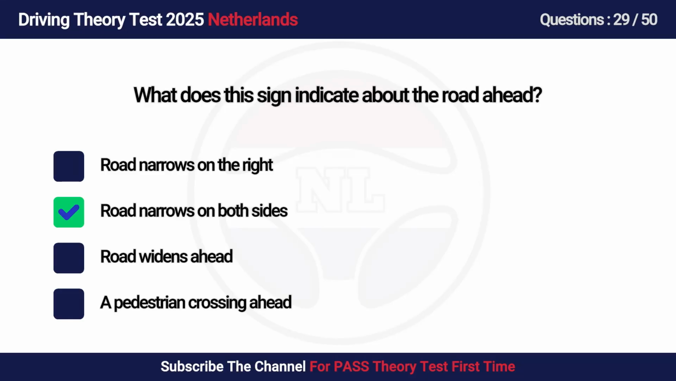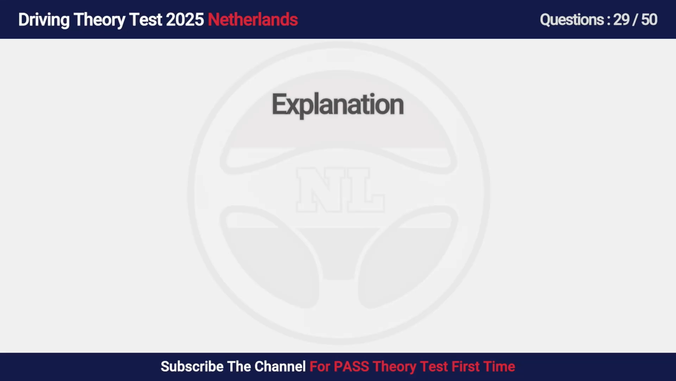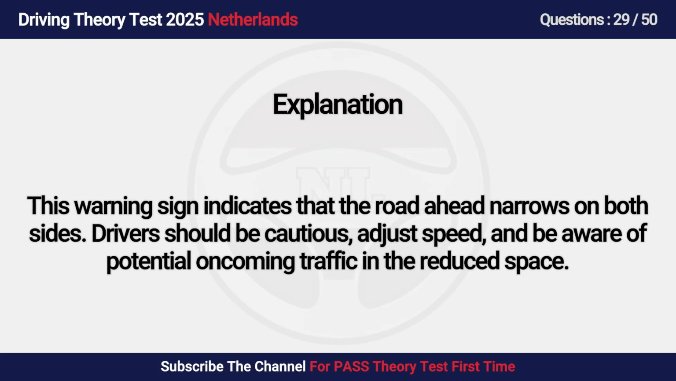Answer is B. Road narrows on both sides. This warning sign indicates that the road ahead narrows on both sides. Drivers should be cautious, adjust speed, and be aware of potential oncoming traffic in the space.